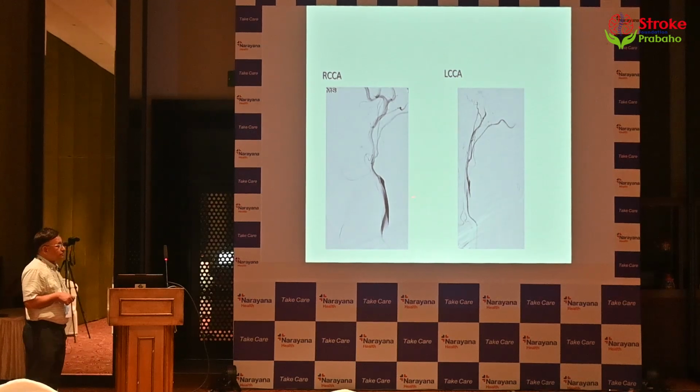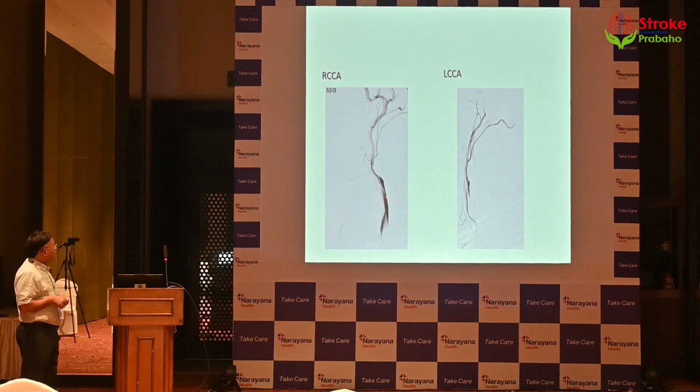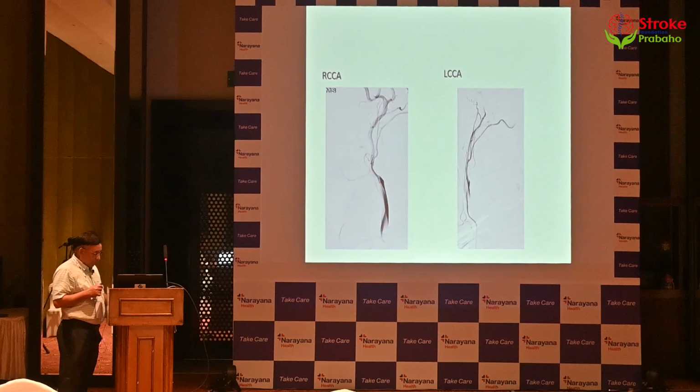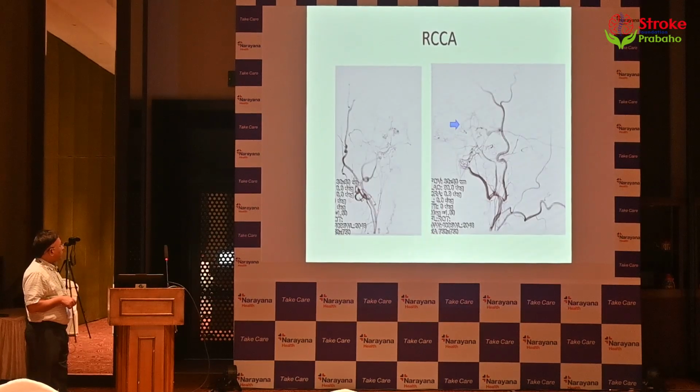This is the angiogram, and the right common carotid artery shows occlusion of the internal carotid artery, and the left common carotid also shows occlusion. So there was bilateral ICA occlusion in this case, and this patient had recurrent stroke. This is the right common carotid artery injection, and you can see there is no flow in the internal carotid artery on the right side. This is the middle meningeal artery, and we can see a filling of the ophthalmic artery from here.